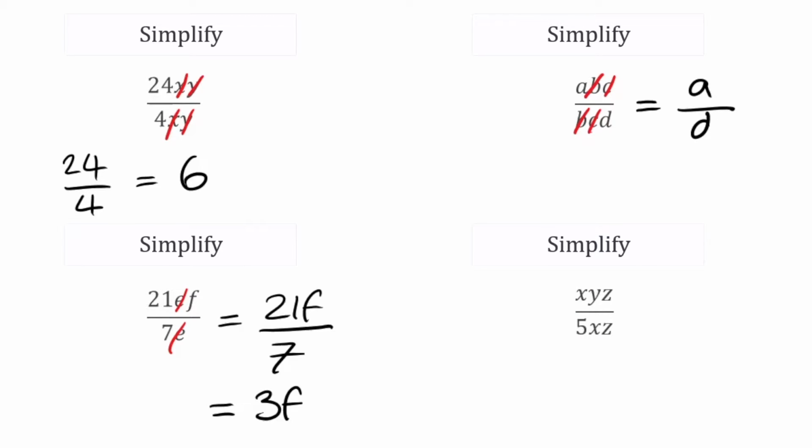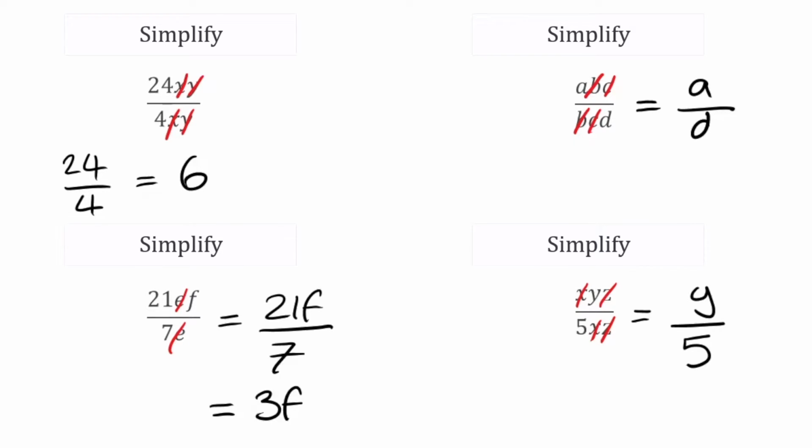Okay, so for this next one we've got xyz all divided by 5xz. So we've got the term of x in the numerator, we can cancel with the term of x in the denominator. We've got a term of z on top, we can cancel with the term of z on the bottom. There's nothing else we can cancel out, so what are we left with? Well, we've got y on top and 5 on the bottom. So simplified would simply be y over 5.